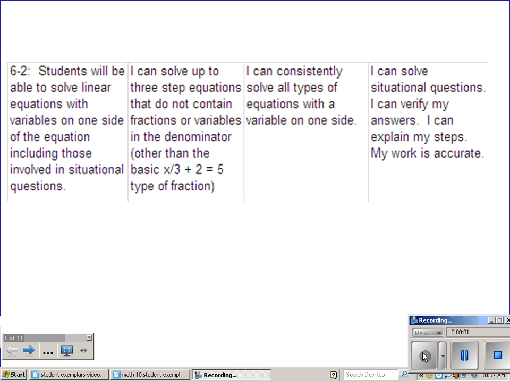All right, this set of exemplars comes from the grade 9 curriculum. It's solving equations with variables on one side of the equation. A level 2 would be a student can solve up to 3-step equations that do not contain fractions or variables in the denominator. A level 3 is they can consistently solve all types of equations with a variable on one side, and a level 4 is they can solve situational, they can verify their work is accurate.